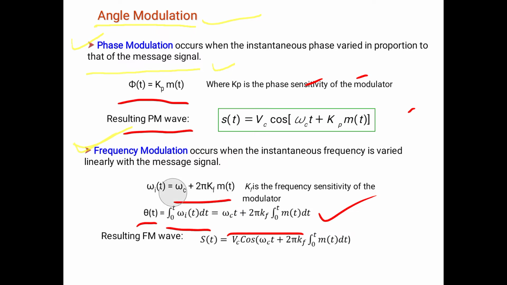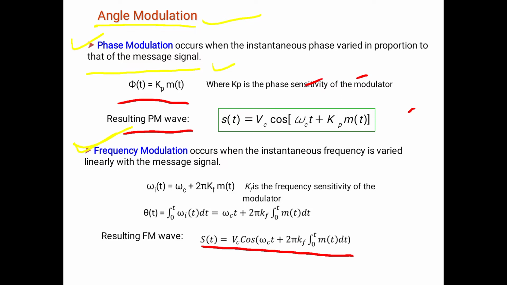Now simply substitute theta of t in the FM wave. In the FM wave we have s of t equal to Vc cos of omega ct plus theta of t. When we substitute the theta of t value here, we get Vc cos of omega ct plus 2 pi kf integral 0 to t of m of t dt. This is the resultant frequency modulated wave.